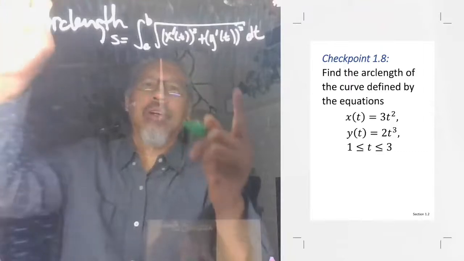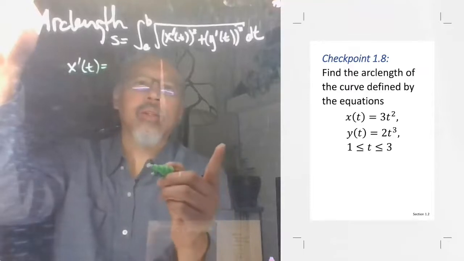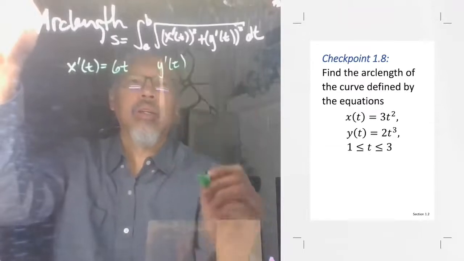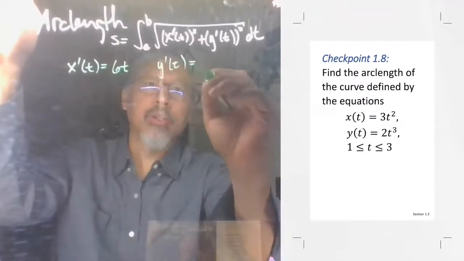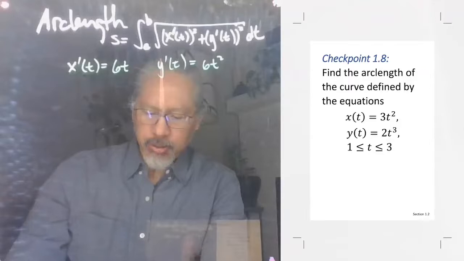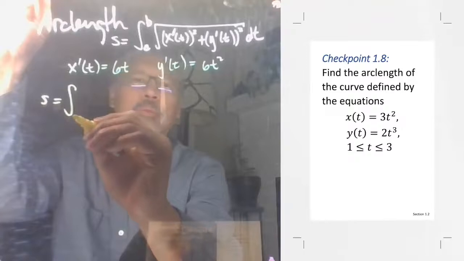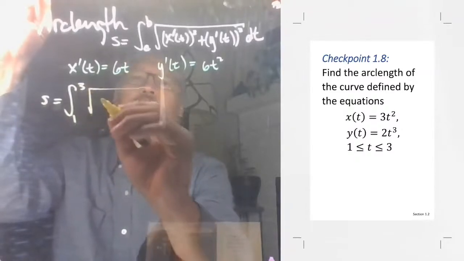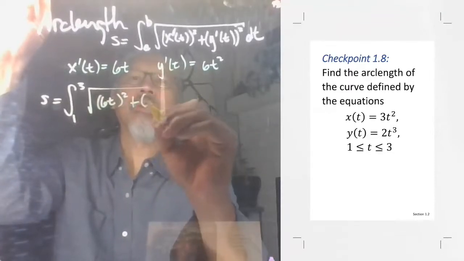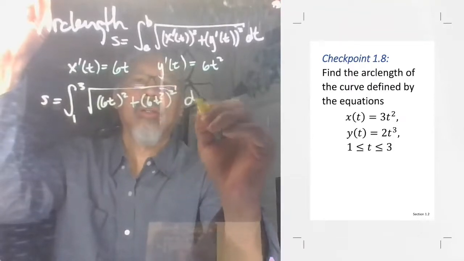So now let's find the derivative of each of those functions. X is 3t squared, so the derivative is 6t, and y is 2t cubed, so the derivative is 6t squared. All right, let's put it into the formula. We have s is equal to the integral from 1 to 3 of the square root of (6t) squared plus (6t squared) squared dt.